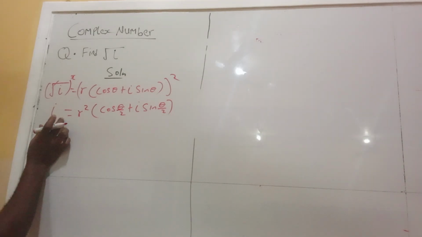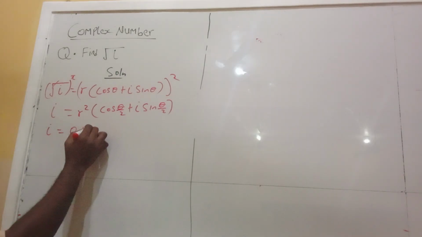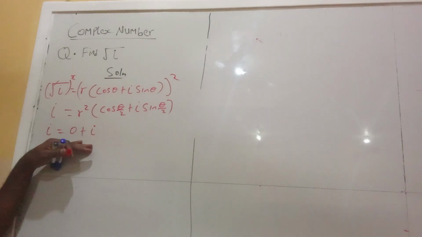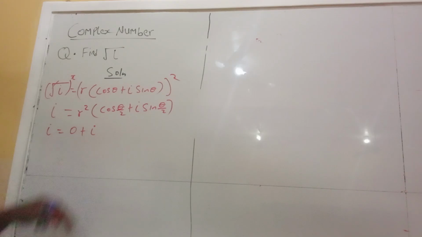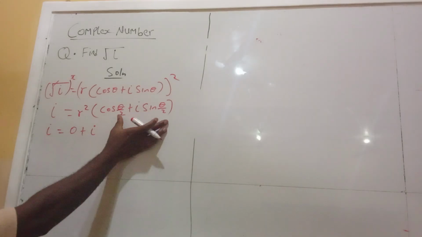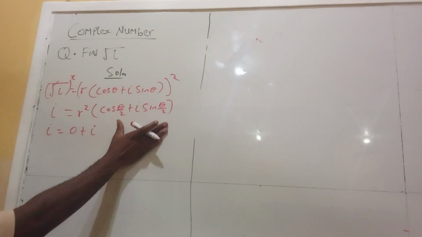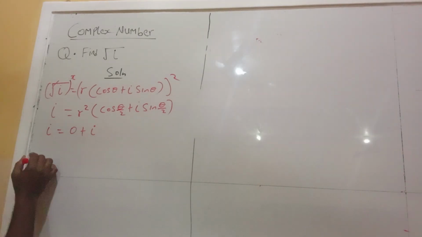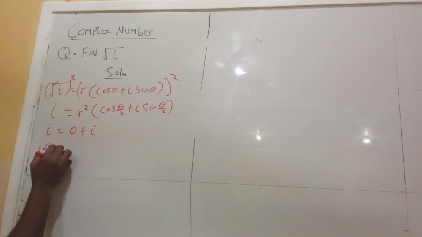Now, remember that i can be written as 0 plus i, because this is the standard form of expressing a complex number. Now, we're going to find r and theta and substitute here, and our answer will come out.